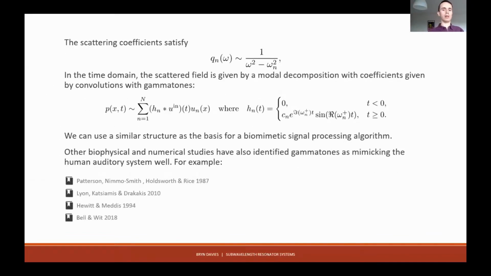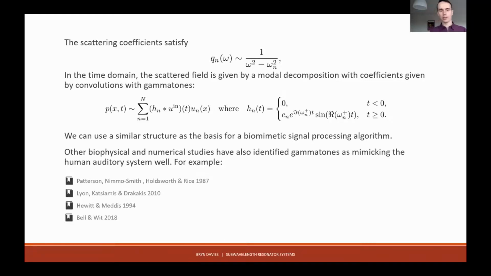And so if we take the frequency domain coefficients that look something like the top here from the previous lemma, then we see that this scattered field behaves something like a series of convolutions with these kernel functions hn. And these hns are, it turns out, first order gamma-tones. And this is nice for a few reasons. One of the most eye-catching is that a variety of other biophysical or numerical studies, some examples are listed here, have also concluded that these gamma-tone kernels are the right choice if one wants to mimic the function of the human auditory system.